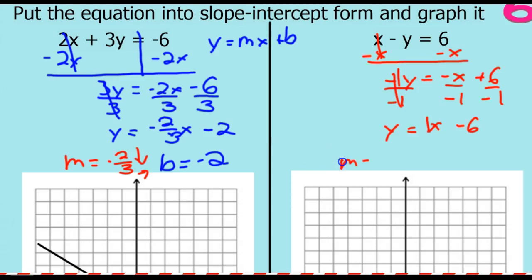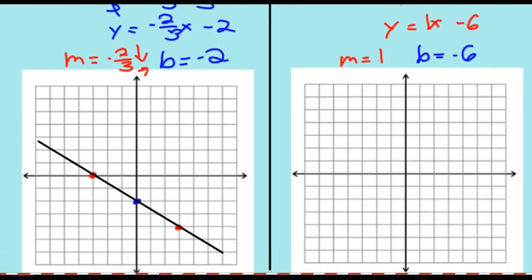So our m is 1. Our b is negative 6. So we begin at negative 6. 1, 2, 3, 4, 5, 6. Our m is 1, or 1 over 1. So we go up 1 over 1, up 1 over 1, up 1 over 1, and so on. If we graph this line, we'll be going straight up.